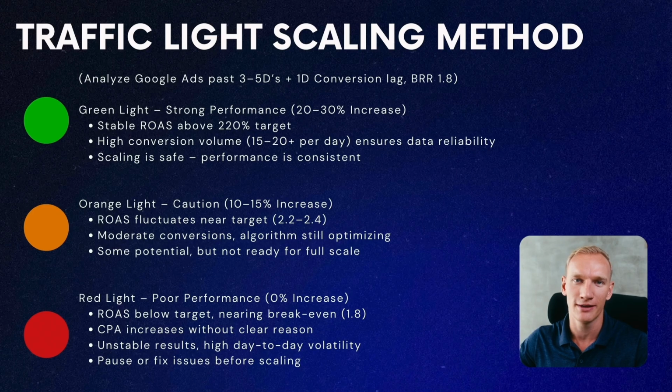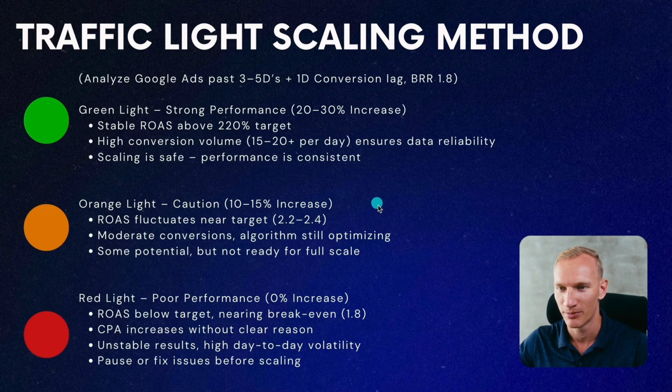But when we don't hit this 220%, we might end up in the orange or the red zone, where we cannot scale past the desired goals. When we end up in the orange zone, it means that we need to be a bit more careful when scaling. We can scale up 10 to 15% with the budget of this single campaign. And the ROAS fluctuates in this orange stage around 2.2, 2.4. With the break-even ROAS of 1.8 in mind, this is the orange zone and we cannot go too aggressive with, for example, 30%.